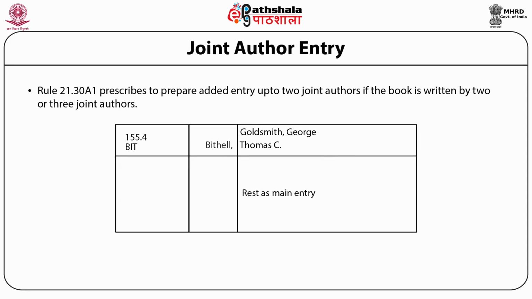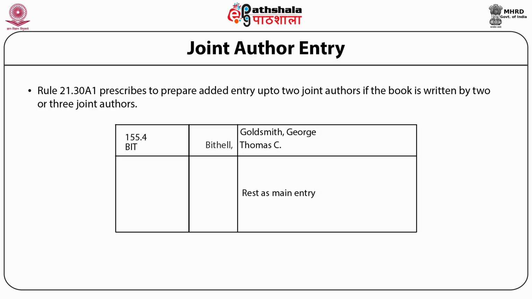Joint author entry. Rule 21.30A1 of AACR-2 prescribes to prepare added entry up to 2 joint authors if the book is written by 2 or 3 joint authors. This rule also prescribes that if 4 or more authors are involved in creating a book, make an added entry when appropriate under the heading for the one named first in the source.